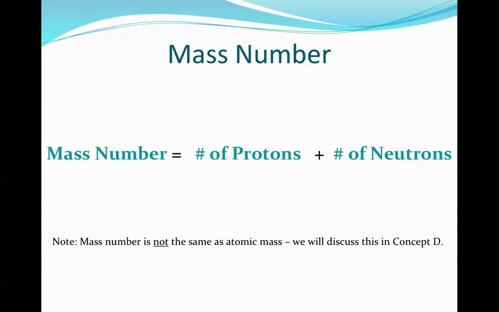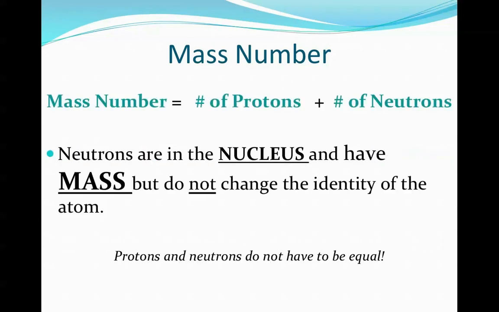Now the mass number is the number of protons plus the number of neutrons. Now something will come up later on called atomic mass. This is not the same thing. So mass number is a very specific whole number and it represents the number of protons and the number of neutrons.